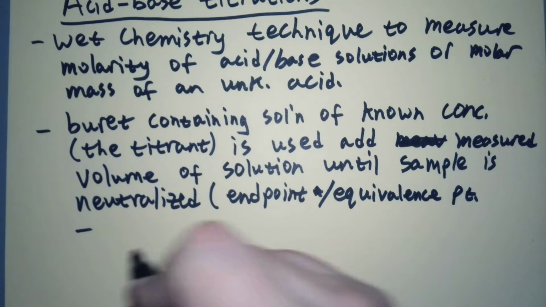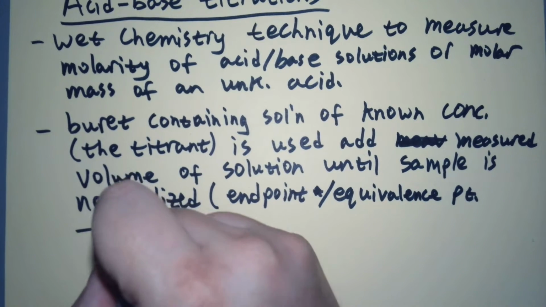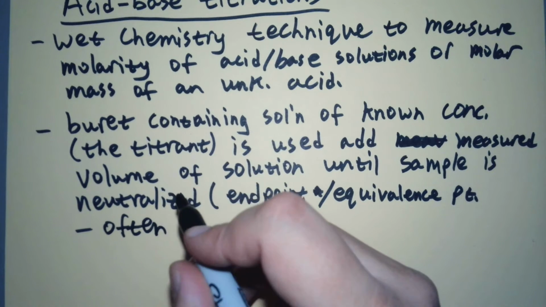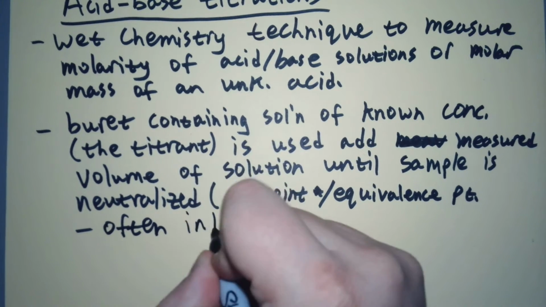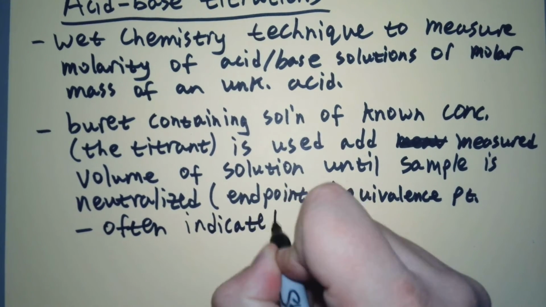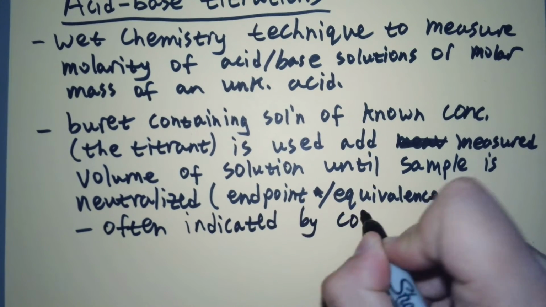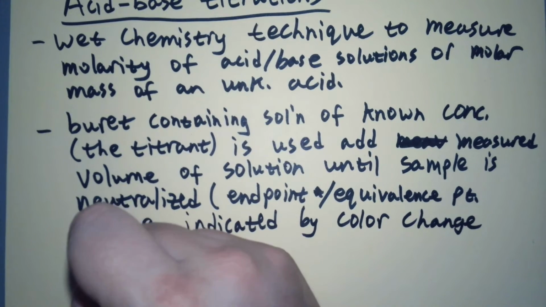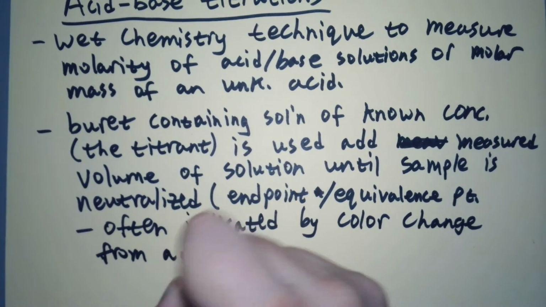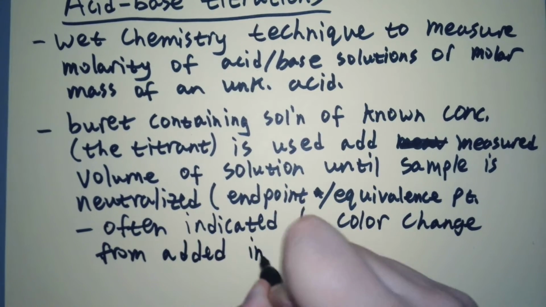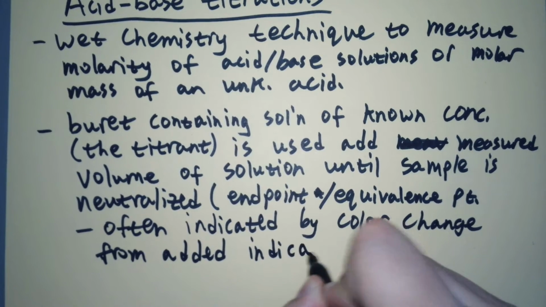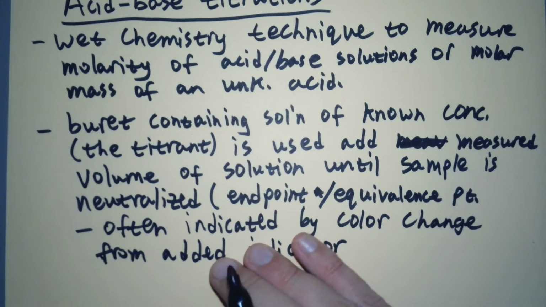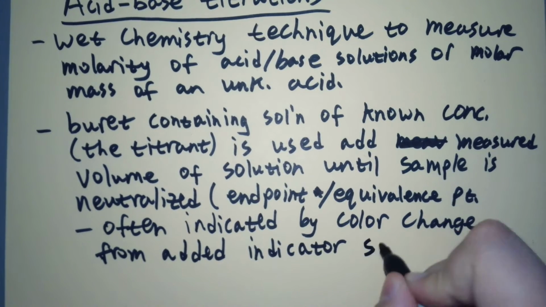Or you just measure pH with a pH probe. But often this is going to be indicated by color change from an added indicator solution. Again, creative with names as always. It's indicated by an indicator solution.